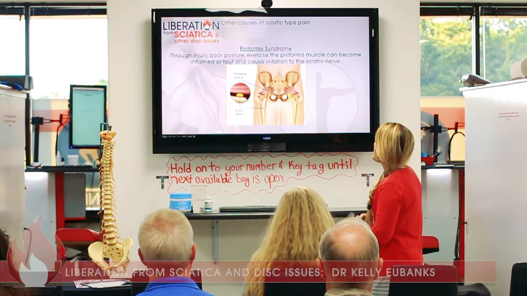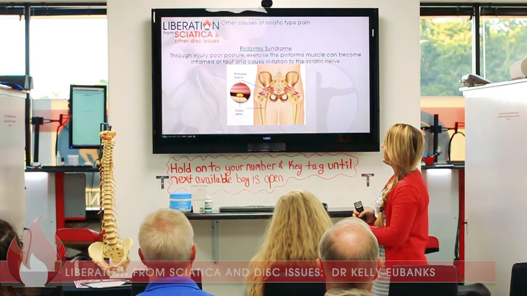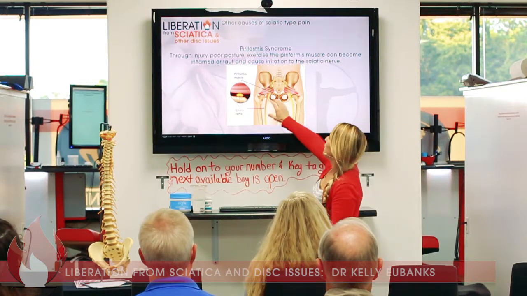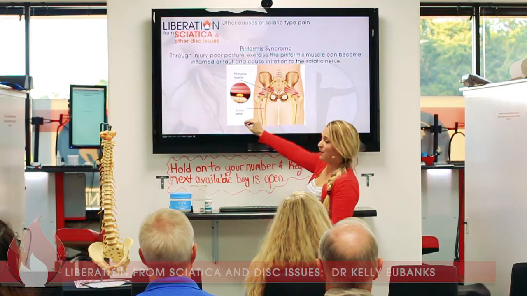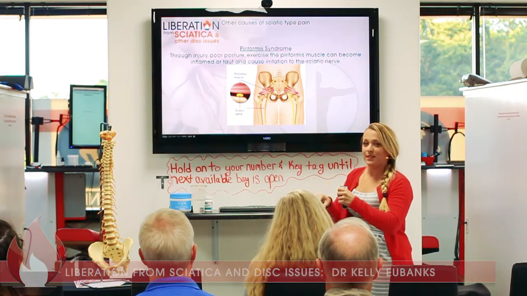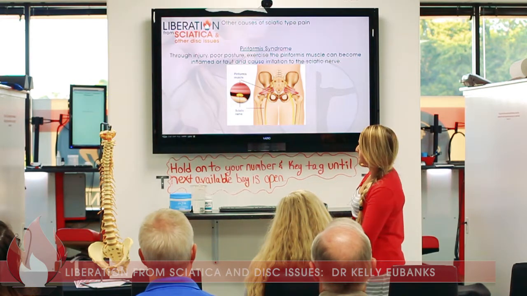Through injury, poor posture, exercise, the piriformis muscle can become inflamed or taut and cause irritation to the sciatic nerve. You can see how close a relationship they have. They run real close together. So if that muscle is too tight or even sometimes too weak, it can cause sciatic type symptoms.